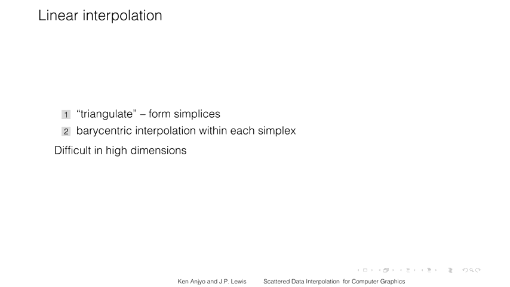The main difficulty is that the number of simplices explodes in high dimension. So it's proportional factorially to the dimension. So we won't get very far with this method in more than, say, 5 dimensions.